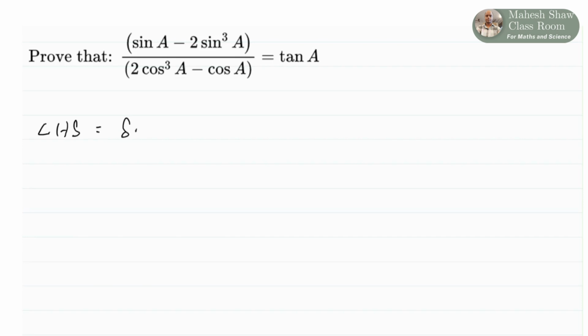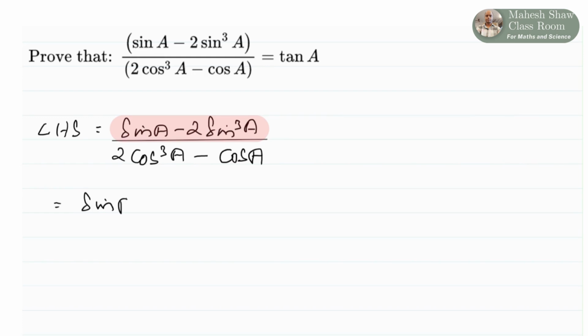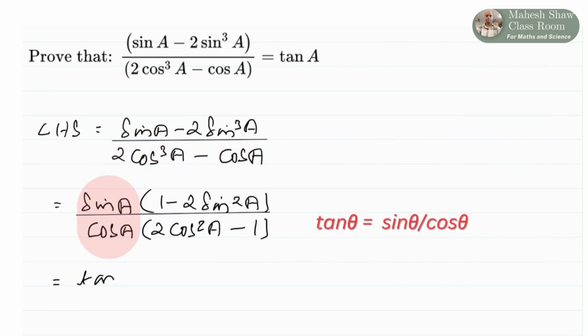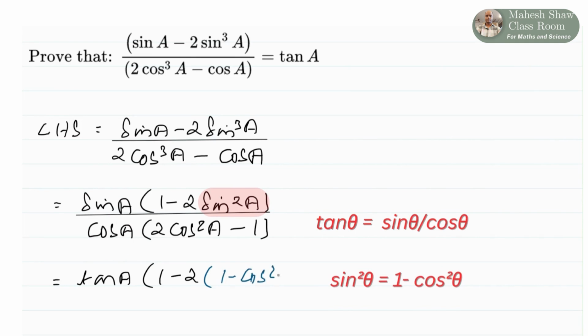We have LHS as sin A minus 2 sin cube A, divided by 2 cos cube A minus cos A. Now taking sin A as common from the numerator, we get 1 minus 2 sin square A, and taking cos A as common, we get 2 cos square A minus 1. Now sin A by cos A can be written as tan A, and then we are going to write sin square A as 1 minus cos square A, that divided by 2 times cos square A minus 1.